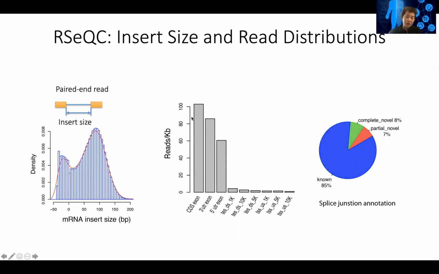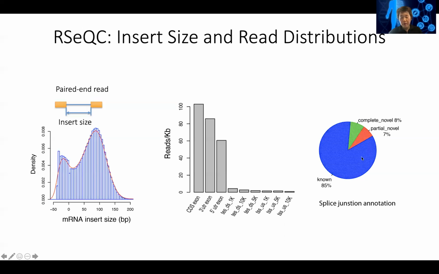The next one is a very, very good QC measure, which is how many of those reads are mapped to the coding exons in the genome. This is just a histogram. This is not the percentage, but you can see here, most of the reads are aligned to coding exons, then to 3' exon, 5' exon, and the rest. There is always some little noise, which is kind of expected.